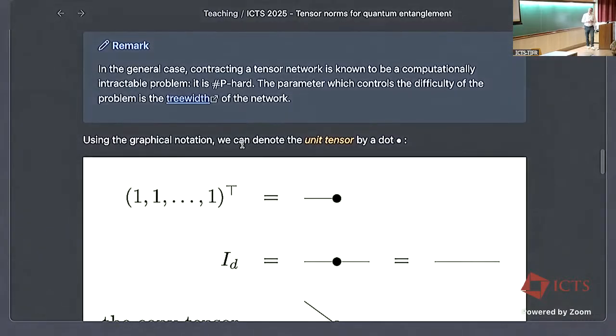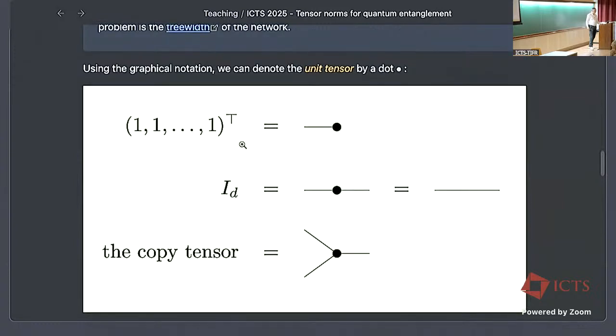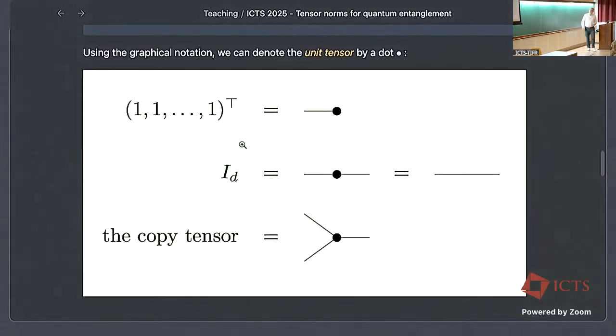Okay, so let me go back to this unit tensor I told you about. I would like to represent my unit tensor by a black dot with k legs sticking out of it. So for instance, this all-ones vector will be just a dot with one edge sticking out of it. The identity matrix, the unit tensor of order 2, is just a dot with 2 lines. It requires that the 2 indices coming at both sides be equal. And the copy tensor, I will represent it like this.